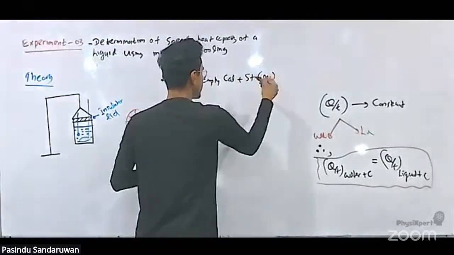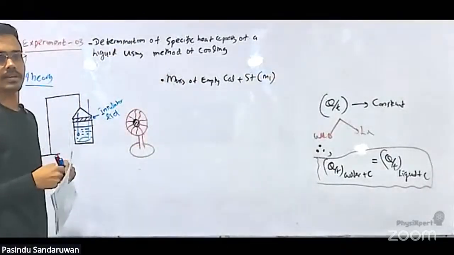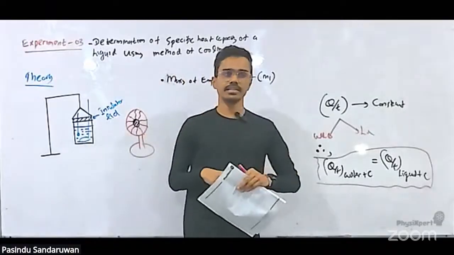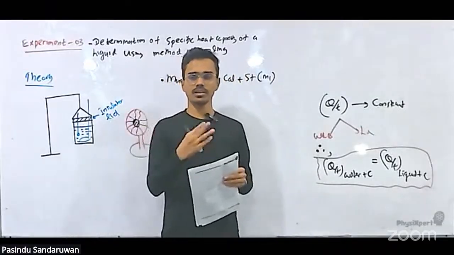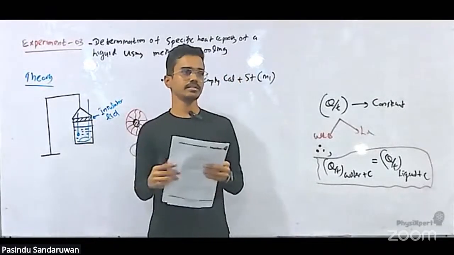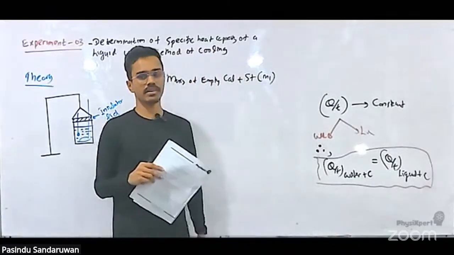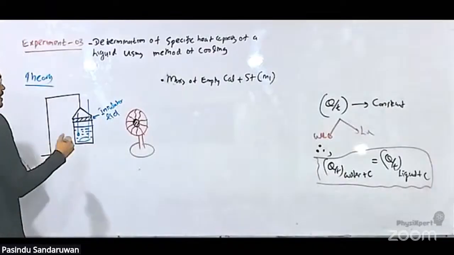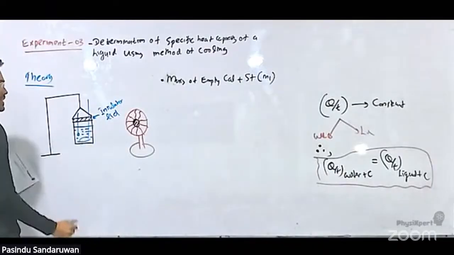Now, this is filled with water, meaning heated water. Usually we heat it up to 70 degrees Celsius. No rule, 70 or 80, but 70 usually. So water is heated up to 70 and put into the calorimeter.